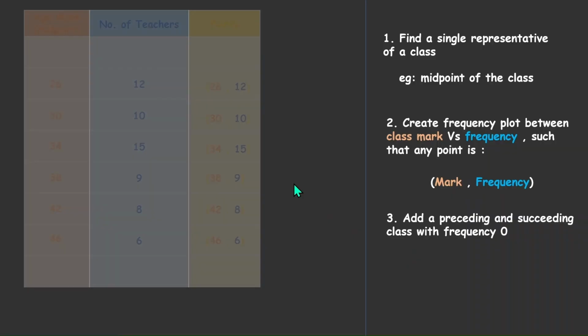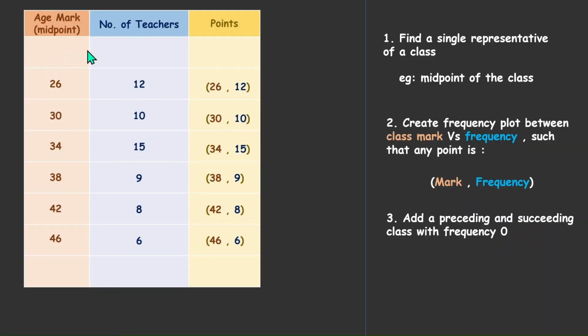What it means is we can extend our table such that we have a preceding class here and the succeeding class here, and it will be in the same midpoints as this. So the preceding midpoint of 26 would be 22, because in the data we can see 26 is there, then plus 4, 30 is there, then plus 4, 34 is there. So the preceding class would have the midpoint 22. And here the frequency would be 0. So the point can be 22, 0.